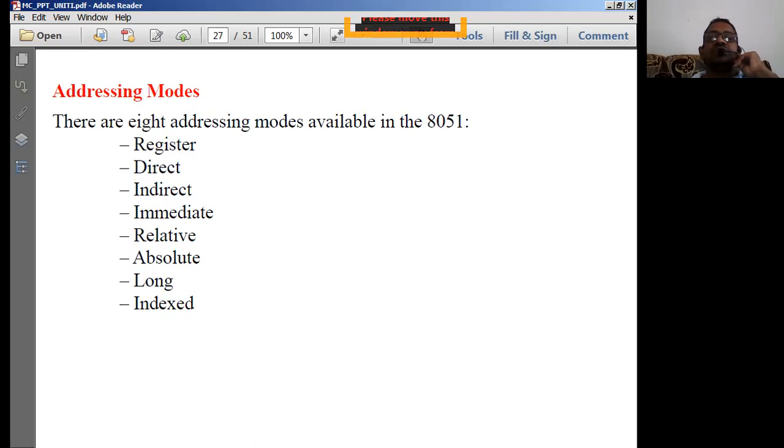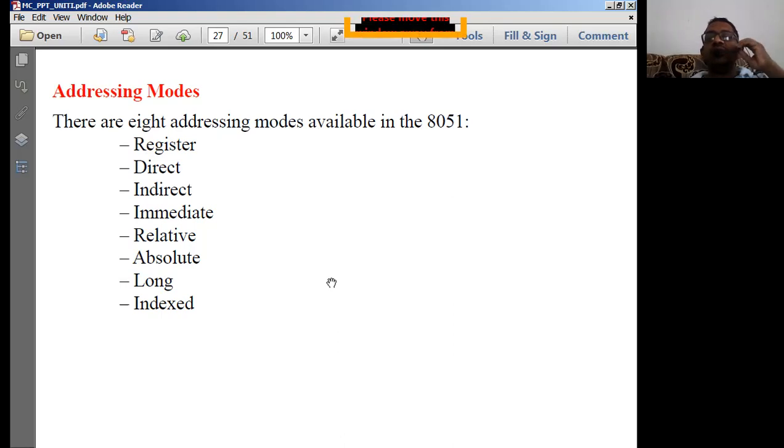Next, addressing modes. Addressing modes are normally required to write a program using microcontroller systems. So from this particular topic onwards, we are going to start unit number 2. In unit number 2, we start with addressing modes. So why do we normally use addressing modes?